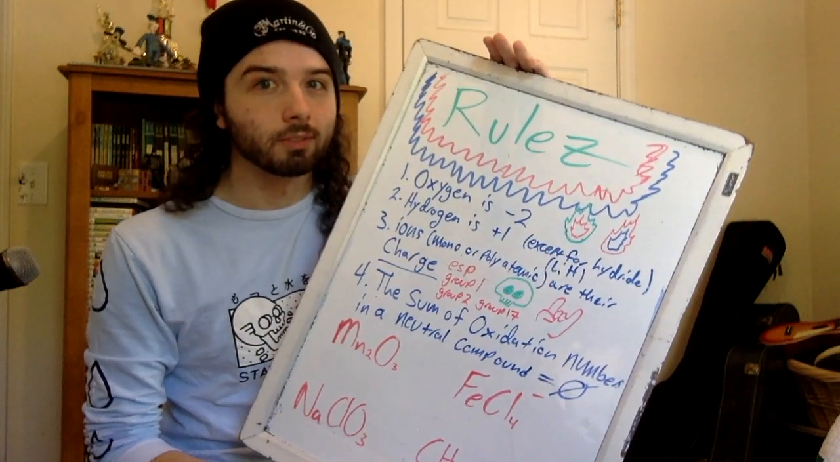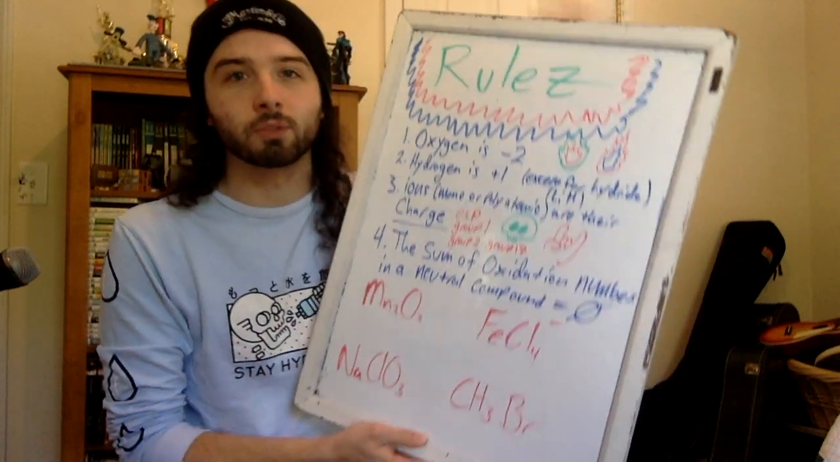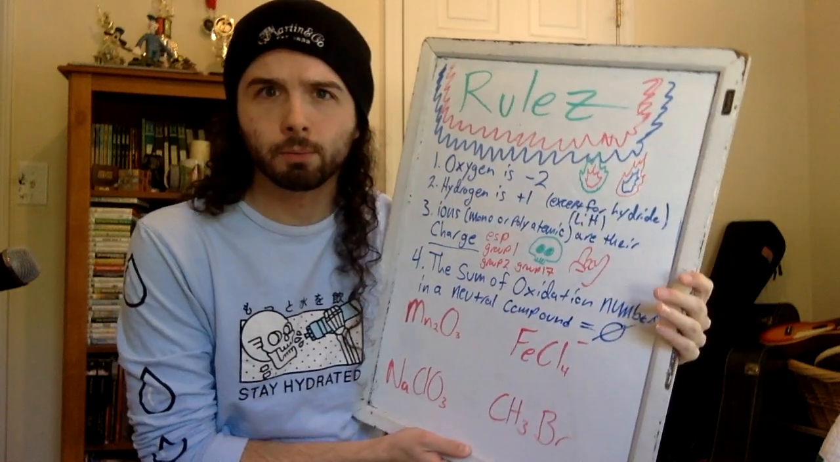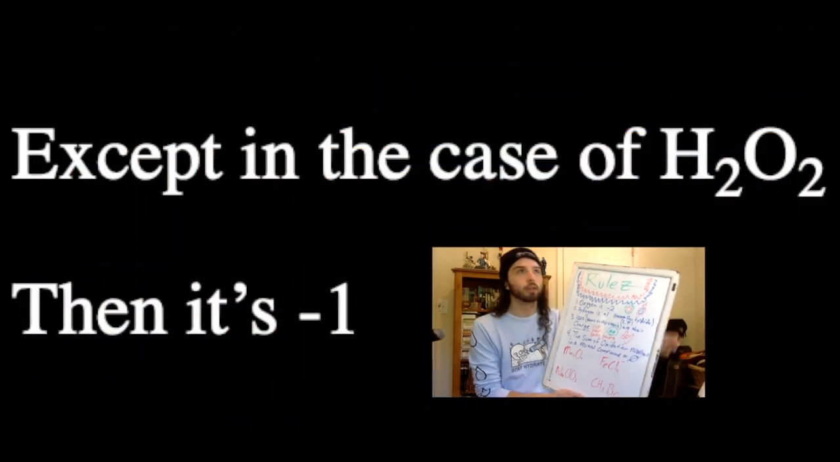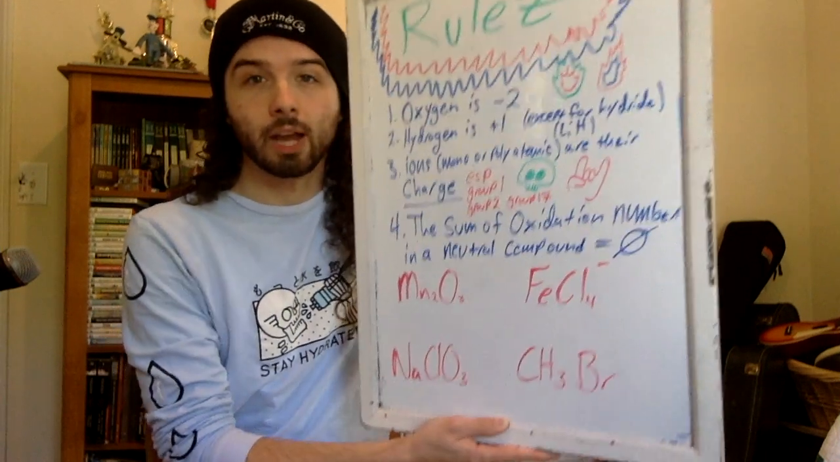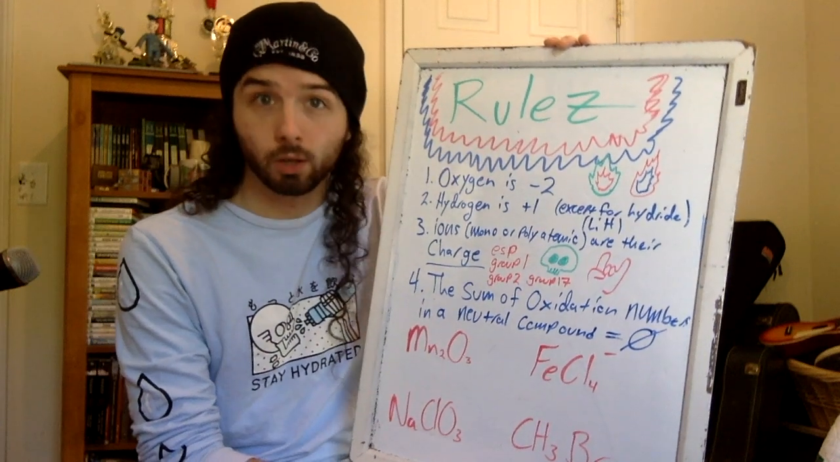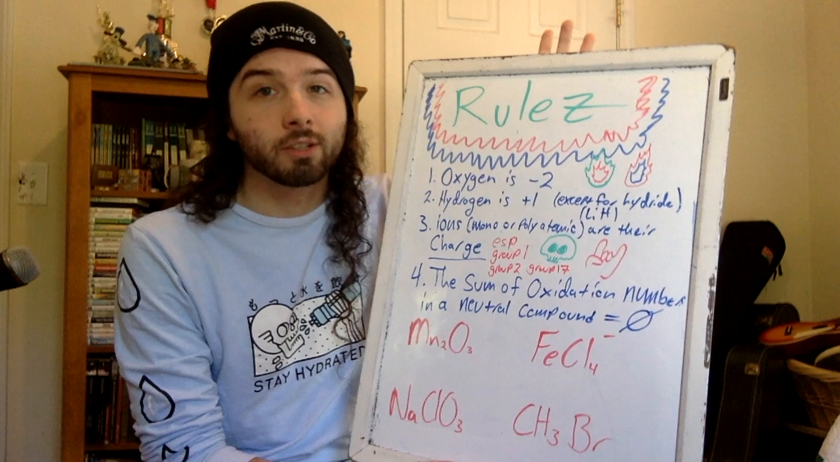We need rules. If you have rules, then you can always figure it out. Let's go through the rules together. Rule number 1, oxygen is always a -2. So no matter what we're thinking, oxygen is going to be -2. All right? You with me so far? Hydrogen is a +1. So we're thinking, we almost always see hydrogen as a +1.